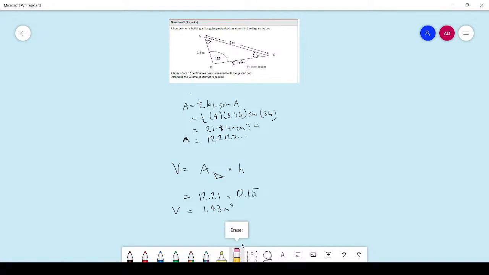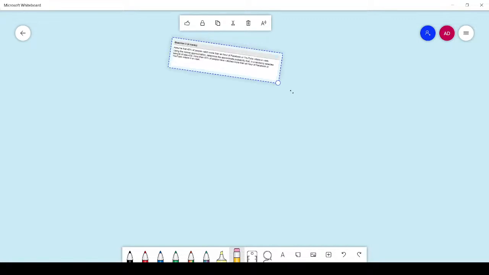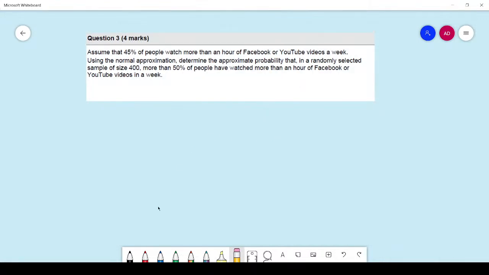So let's clear that. Okay, so right, so we got some statistics here. Assume that 45% of people watch more than an hour of Facebook or YouTube videos a week. Using the normal approximation, determine the approximate probability that in a randomly selected sample size of 400, more than 50% of people have watched. So normal approximation is important.